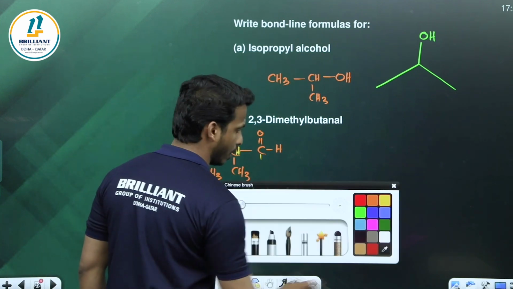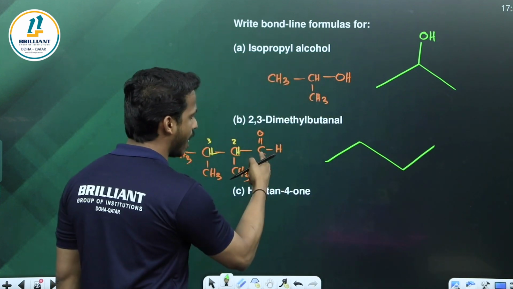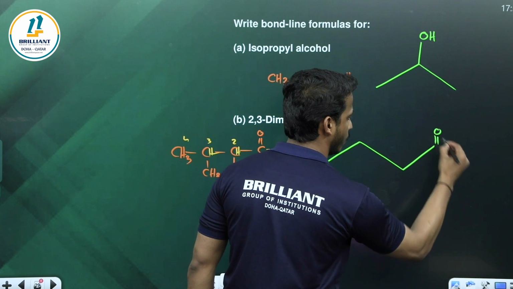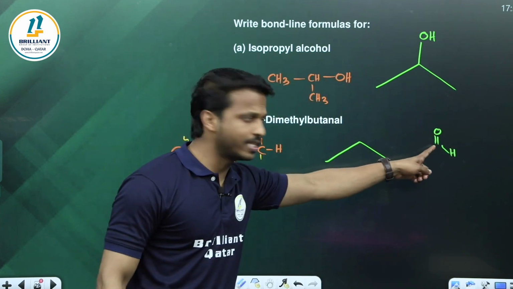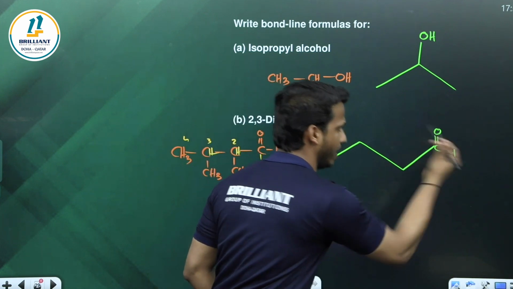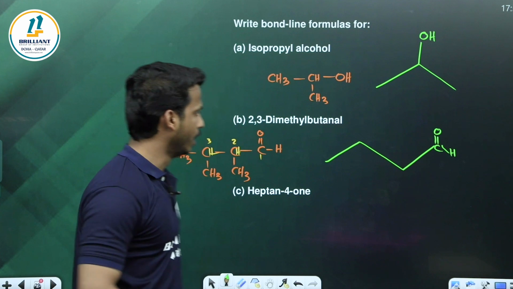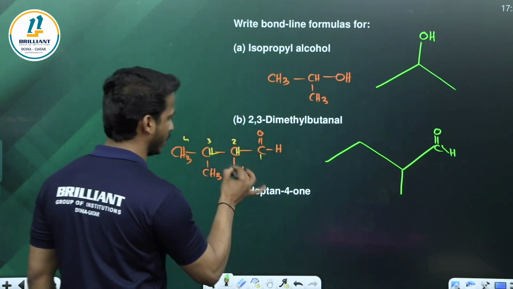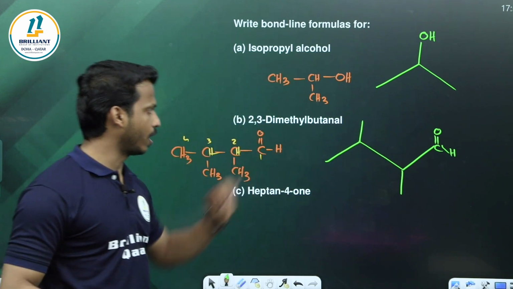4 carbons. So let me draw fast. 1, 2, 3, 4. Okay. And the last carbon is already given as C double bond OH. So we can write it like this, C double bond OH. Actually, there is a carbon, but the carbon is not necessary to mention. CHO is there. On the second carbon you can see one CH3 is there, and the third carbon also has one CH3. That's it. Okay, this is the bond line formula.